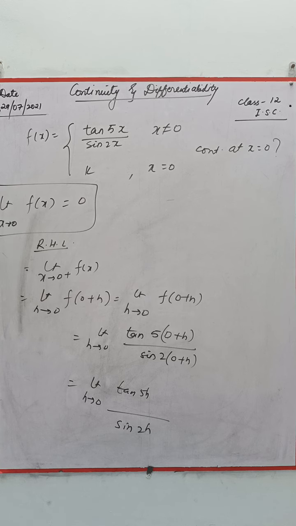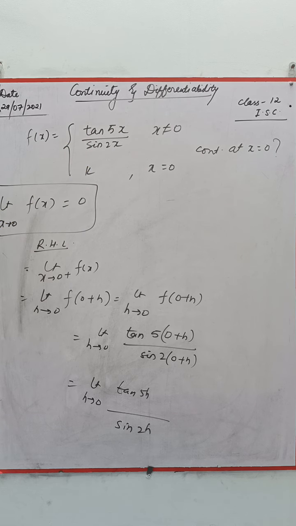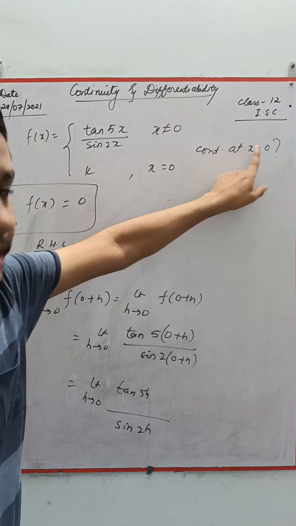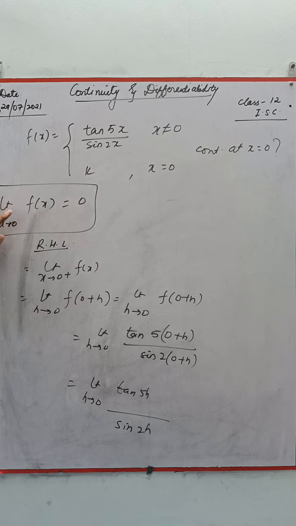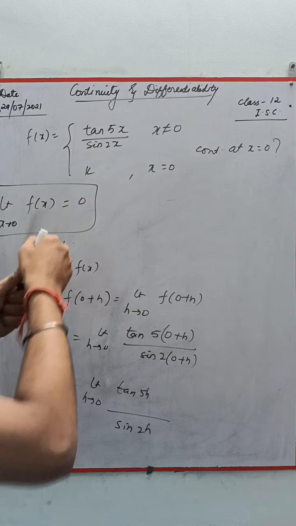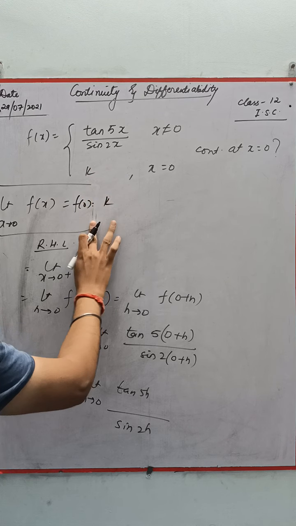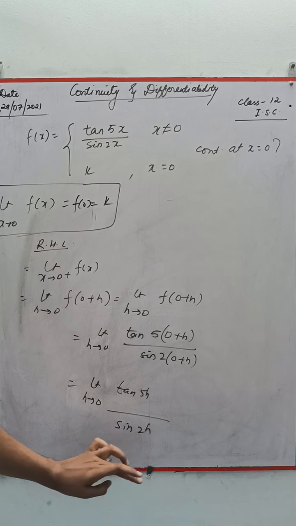Okay, now the next question. You are given f(x) as tan 5x upon sine 2x when x is not equal to 0, and k when x is equal to 0, continuous at x is equal to 0. Again we have to find the value of k. So limit x tends to 0 of f(x), we are getting k as the answer when x is 0. Keeping that aside, let's go for RHL.